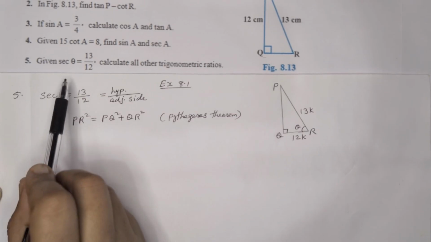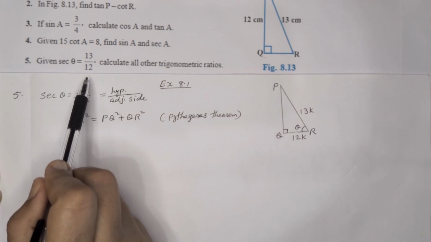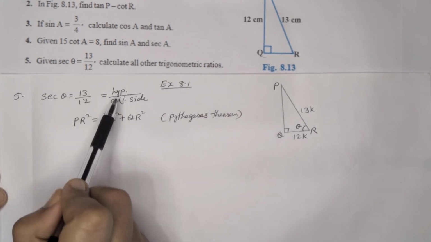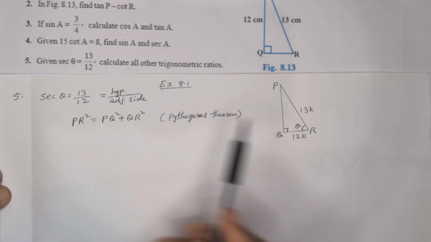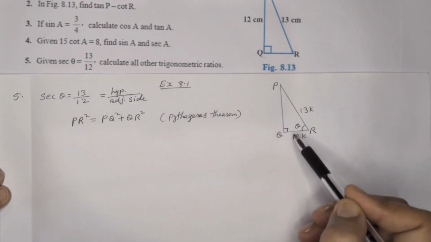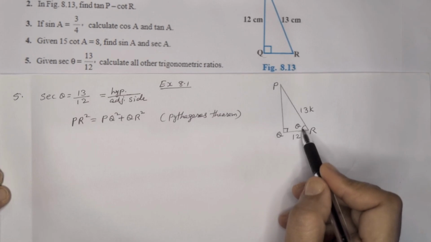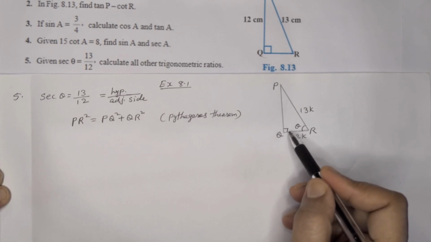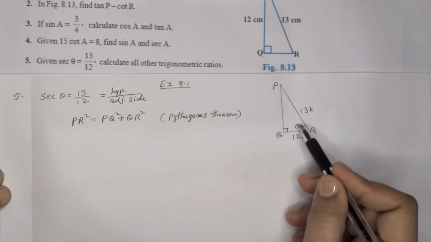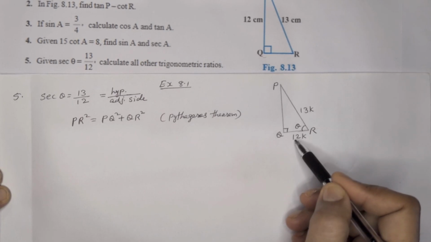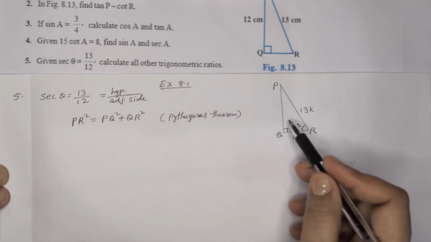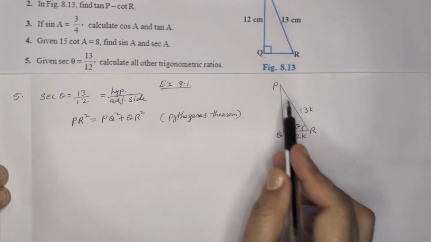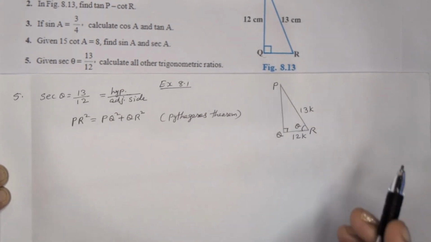Question number 5. Given sec theta is equal to 13 by 12, calculate all other trigonometric ratios. Sec means hypotenuse by adjacent side. So here we can represent PQR as the right angle triangle at Q, and angle R we can take as theta. According to angle R, sec theta means hypotenuse by adjacent side, 13 by 12. Then again, to find the third side, two sides are here, apply Pythagoras theorem.